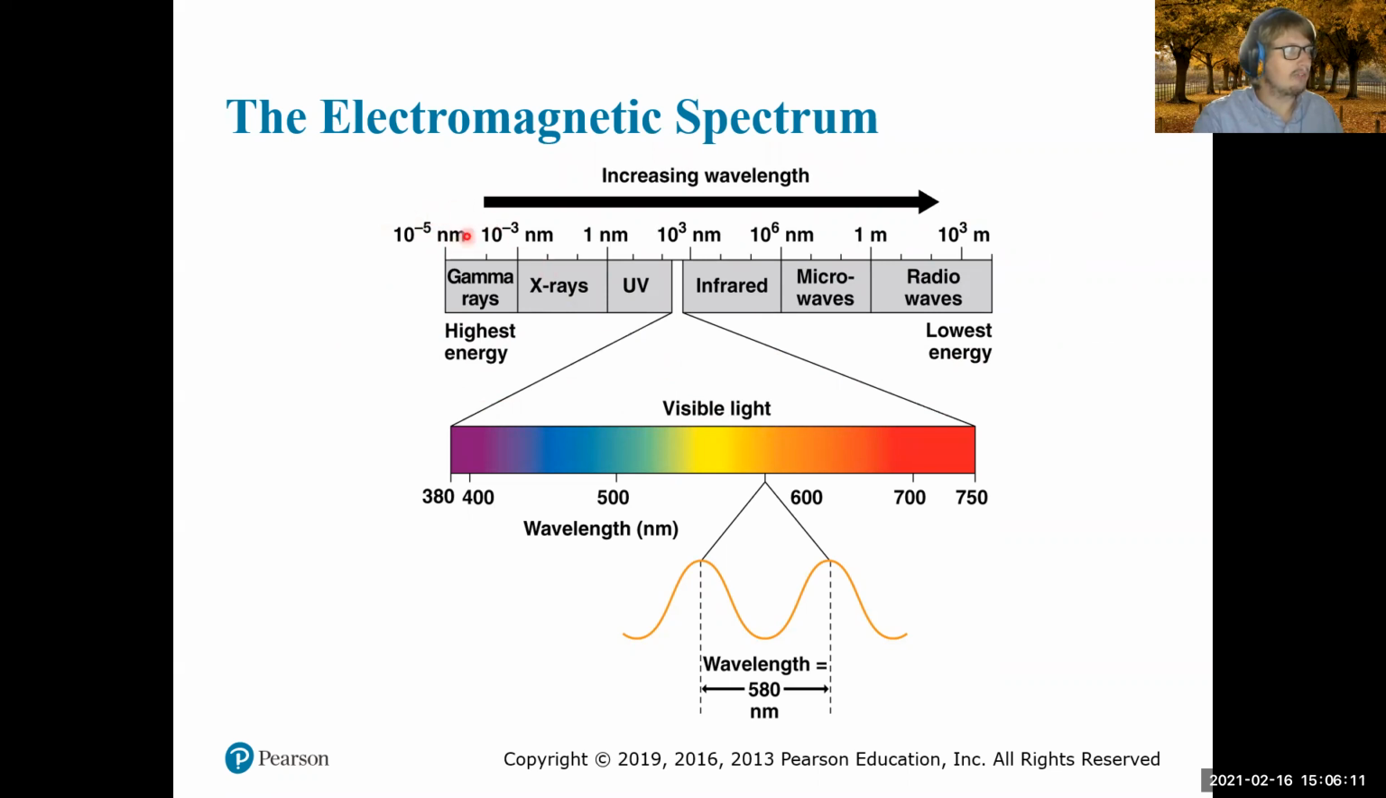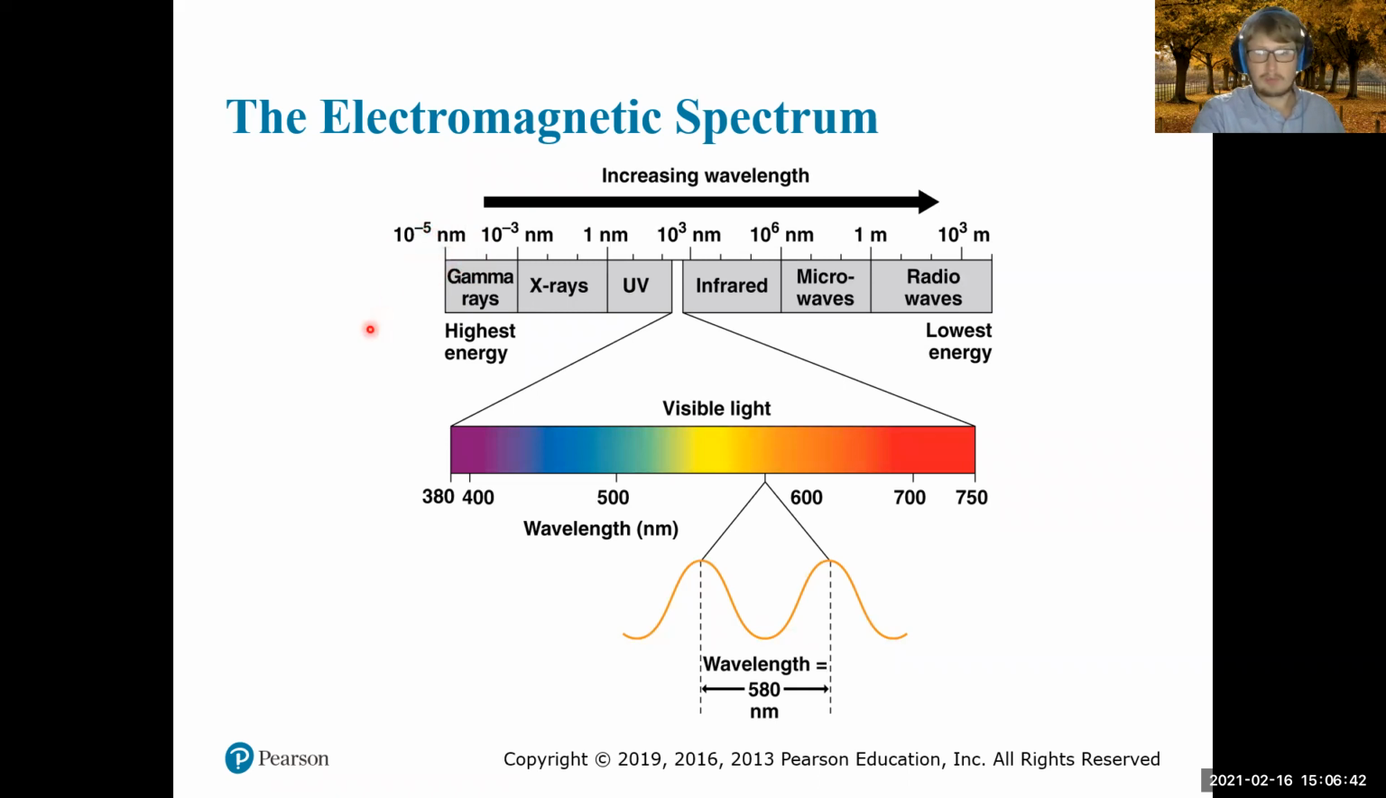With smaller wavelengths on the left-hand side, so those crests are closer together, to larger wavelengths where the crests are farther apart. So for example, radio waves have wavelengths that are 10 to the third meters apart, so very far apart, whereas gamma rays have really, really small distances. We're talking about 10 to the -5 nanometers apart, so very, very small.